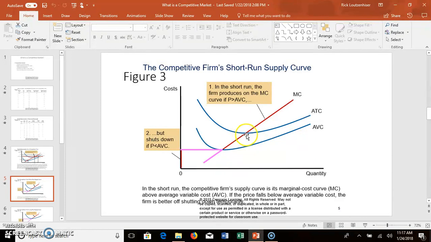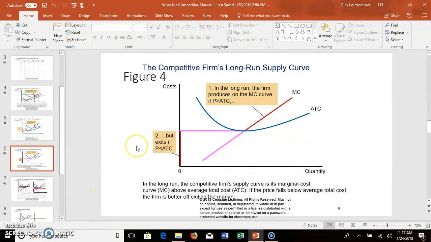Where you'd like to operate is up here, at least here, where your economic profit is zero, because your economic costs are being covered by your revenue. All right. So that is the short-term situation for a firm that's in perfect competition.